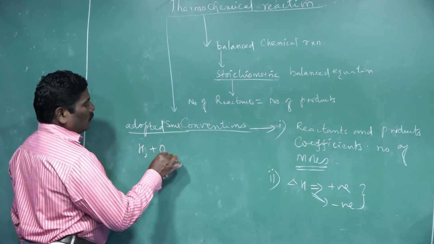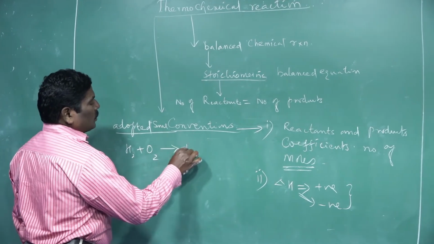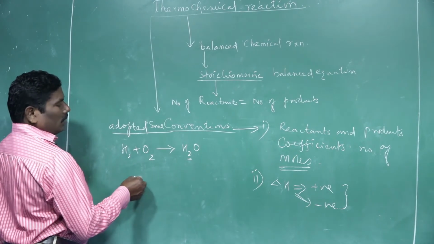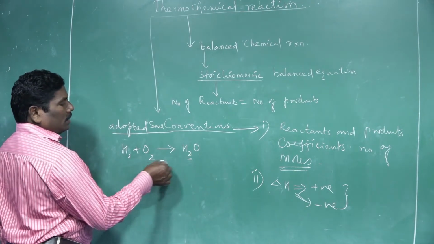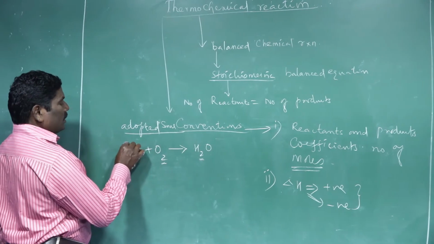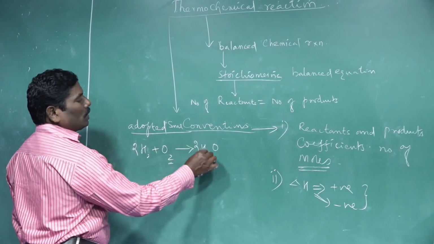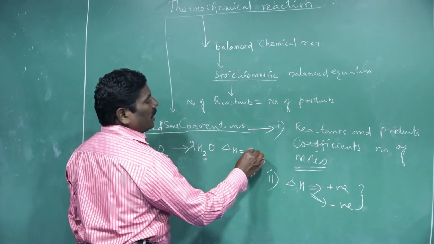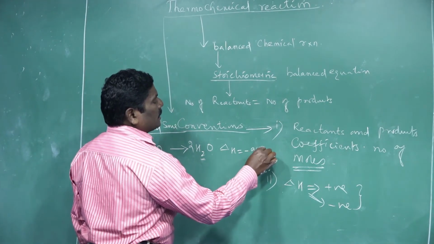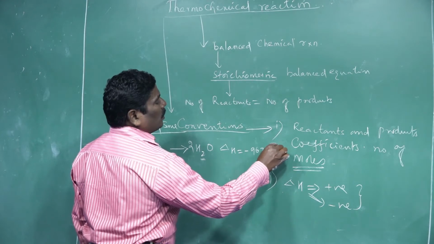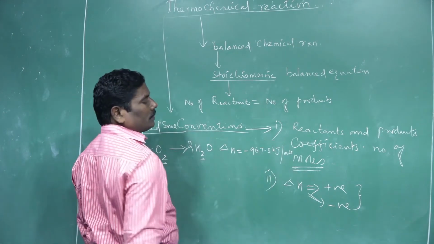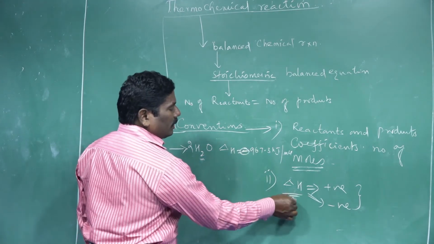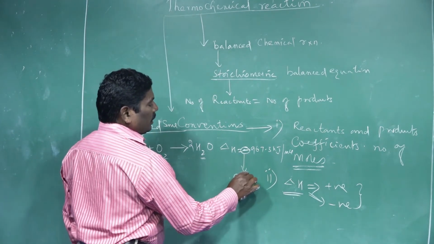H2 plus O2 gives H2O. This is a chemical reaction. Here there are 2 hydrogen and 2 oxygen, but on the product side there is 1 oxygen, so you have to balance it: 2H2 plus O2 gives 2H2O. Now this equation is balanced. Now delta H is equal to minus 967.3 kilojoules per mole. The negative sign indicates that the reaction is exothermic.